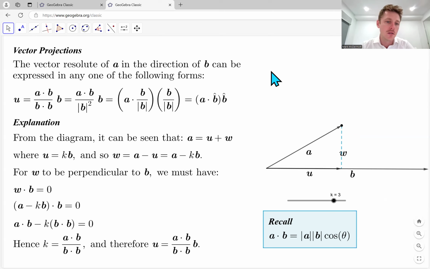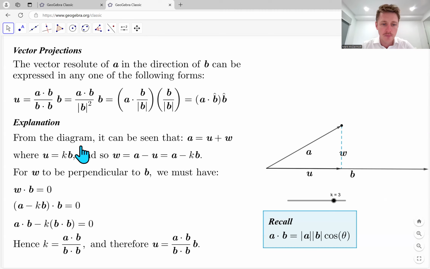Okay, and so we'll put some formality around it. The vector resolute of A in the direction of B can be expressed in any one of the following forms. We'll come back to these in a moment. We're just going to explain where this first part comes from. So let's read it first. We say that vector U is vector A dotted with vector B, divided by the dot product between B and B, and then multiplied by vector B. The other forms are alternates, which we'll come to in a moment. But let's see if we can explain this first part.